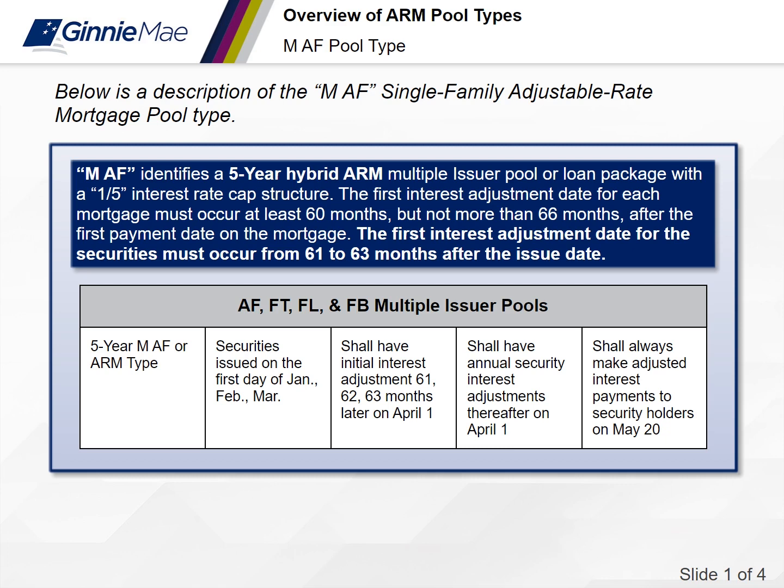Securities issued on the first day of January, February, and March, the time you can issue those pools, shall have initial interest adjustable dates 61, 62, and 63 months after, on April 1st. They shall have annual security interest adjustable dates thereafter on April 1st, and shall always make the adjustable interest payment to security holders on May 20th. Payment is always done on the 20th for Ginnie Mae 2. So that's the MAF if you decide to do a 5-year hybrid ARM pool.